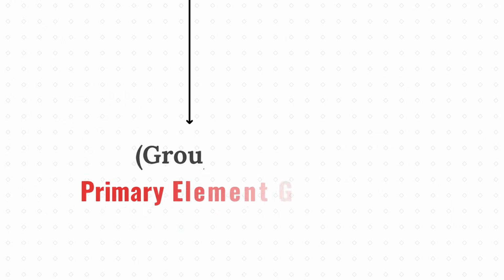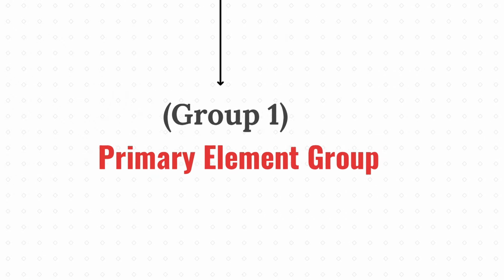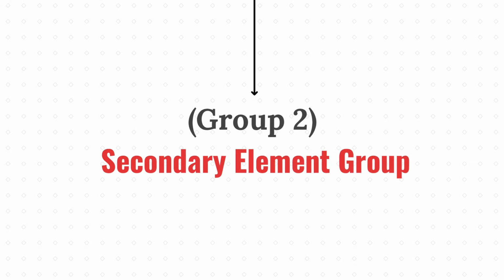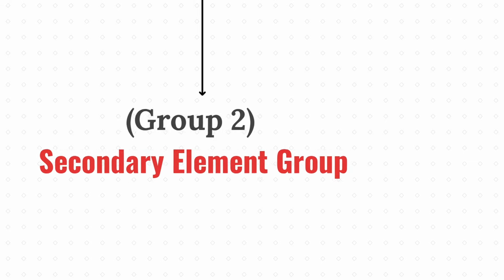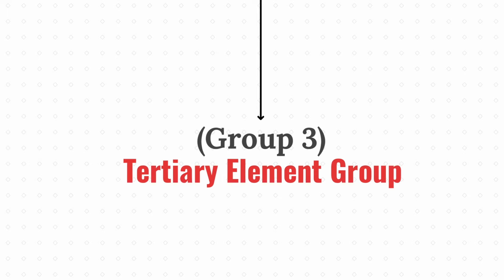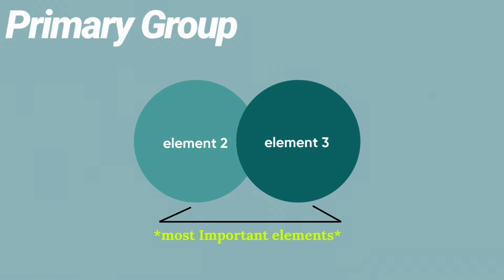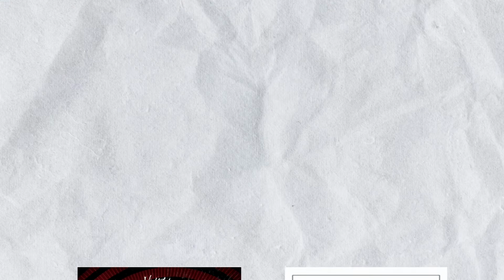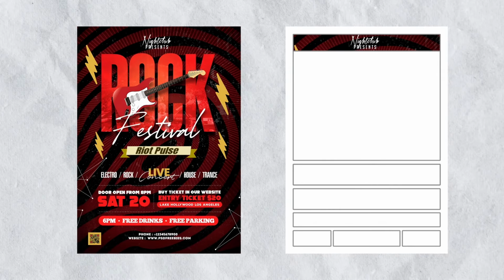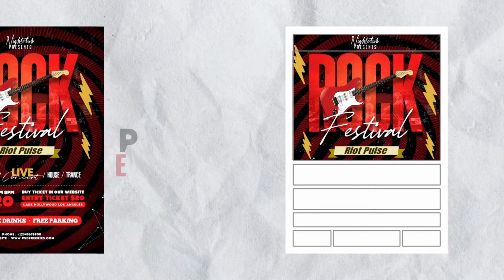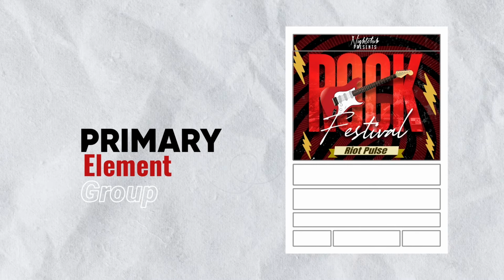Group 1 is the primary element group. Then group 2 is the secondary element group. And the last one is the tertiary group. In this first group, we need to put in the elements we deem to be most important on the design itself. With the example of a music event poster design, we can say the event name and the relevant images go in this group as being most important.